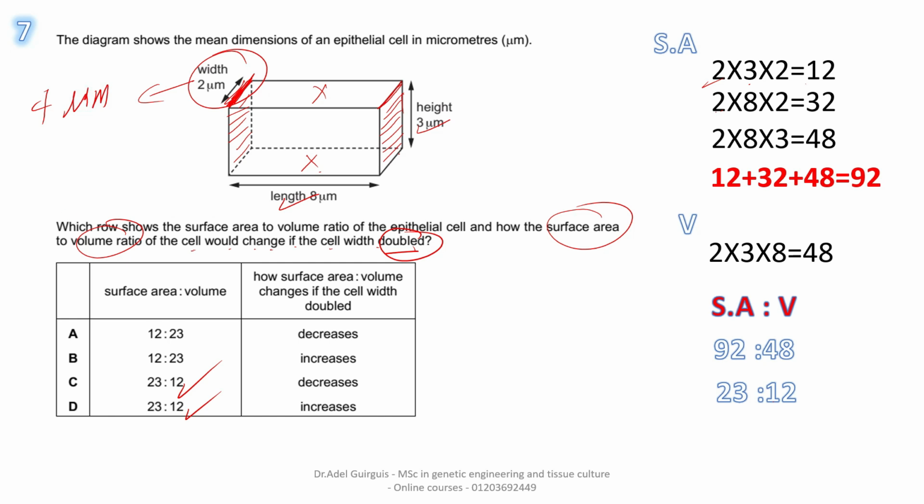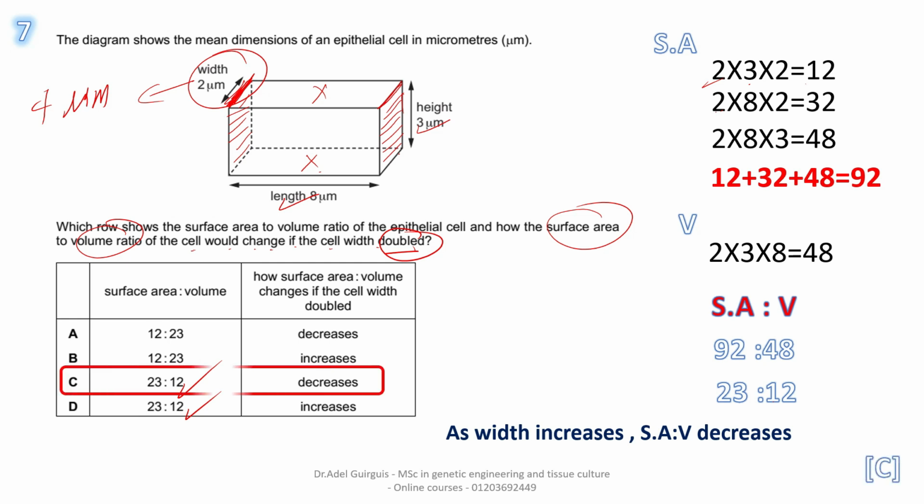What would happen? As width increases, surface area to volume ratio decreases. So the answer is C. Okay, the answer is C.